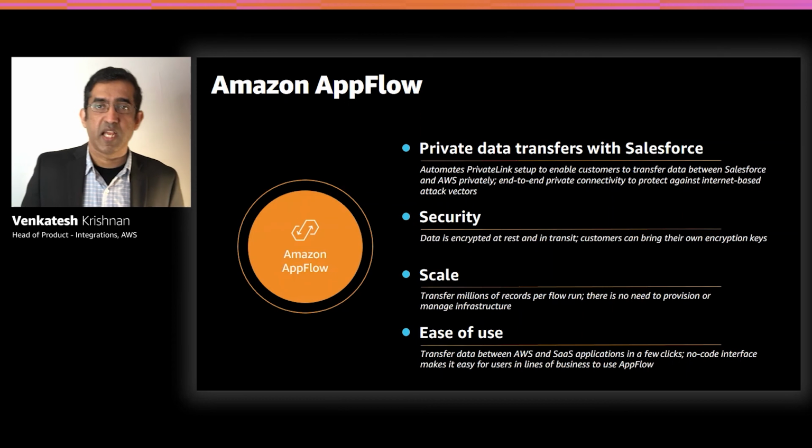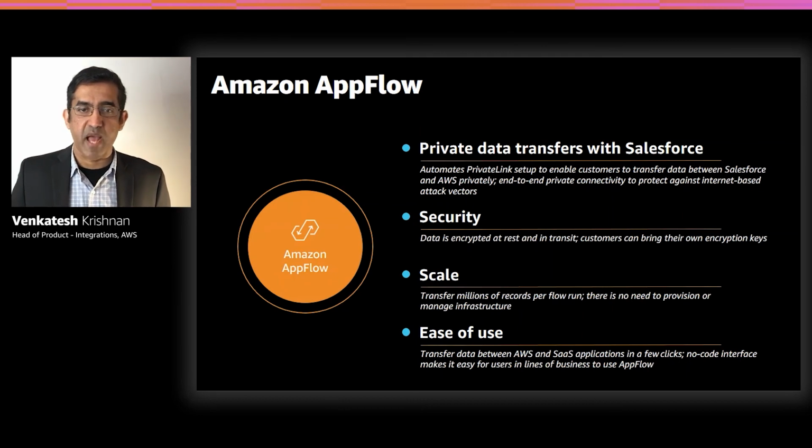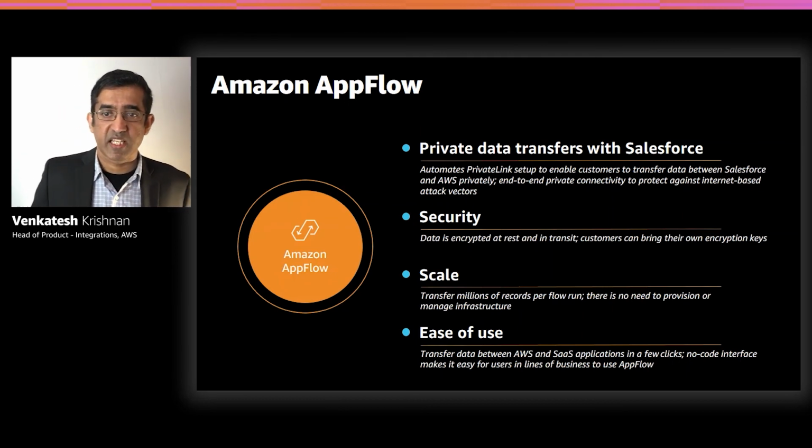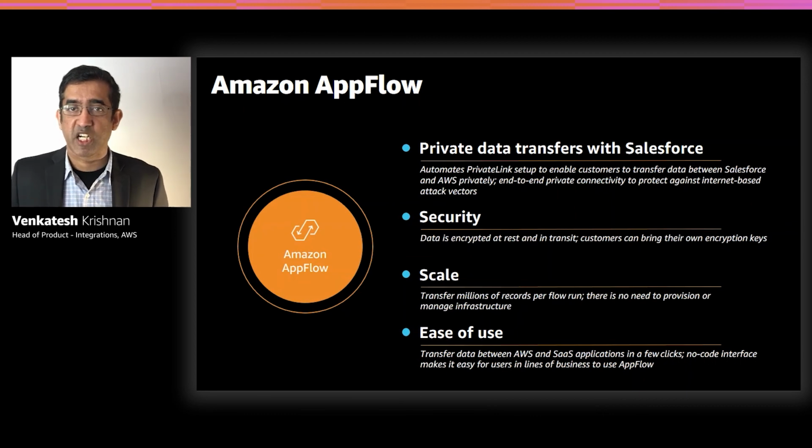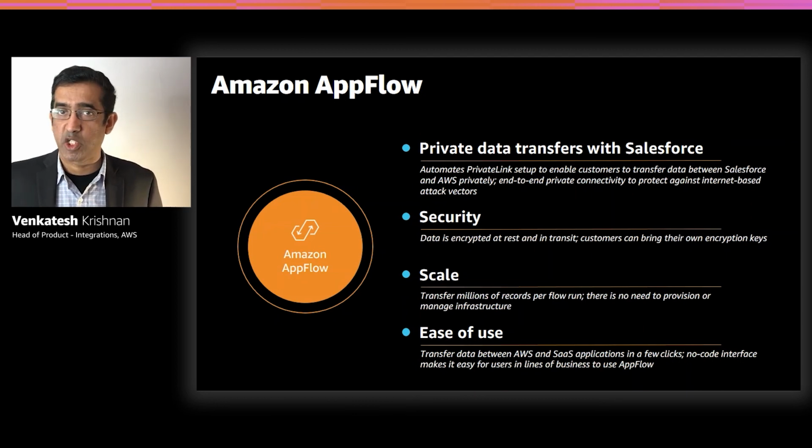So in summary, Amazon AppFlow is a fully managed AWS service that enables you to transfer data privately between various SaaS applications and AWS services, including Salesforce. AppFlow automatically sets up the private link endpoints, connects to these SaaS applications, cloud applications, and transfers data entirely over the private network. You don't have to create these endpoints or manage them on your own. We take care of it for you.